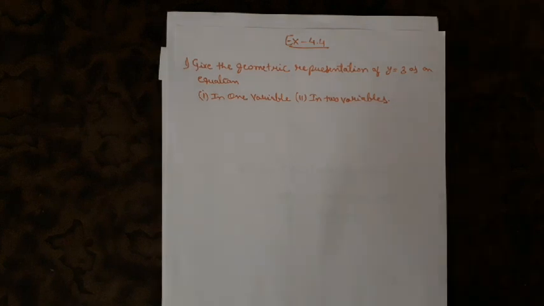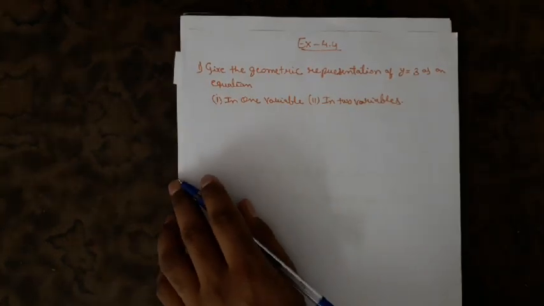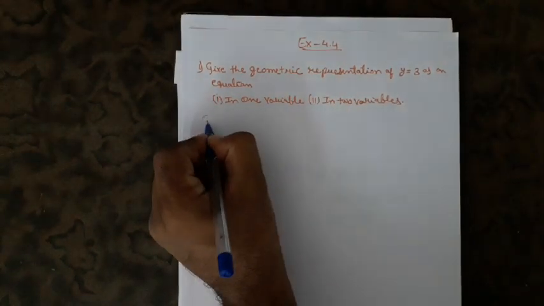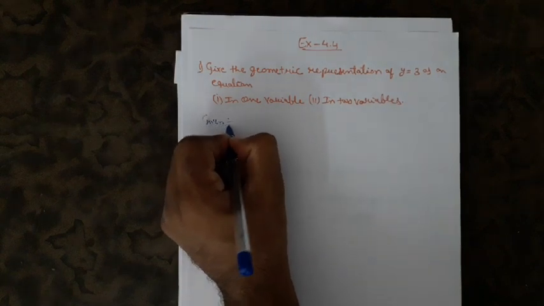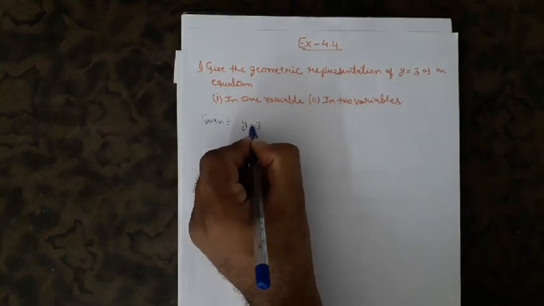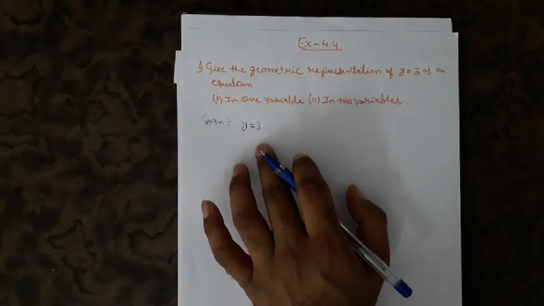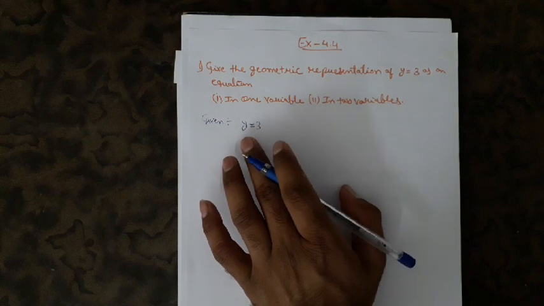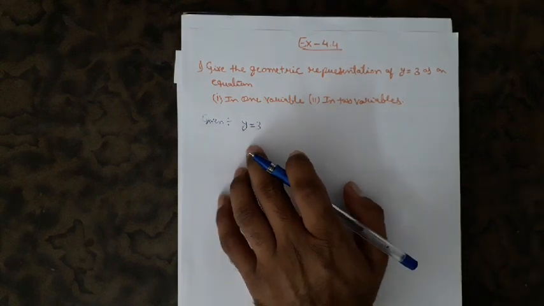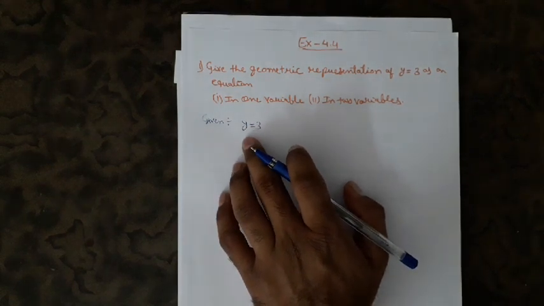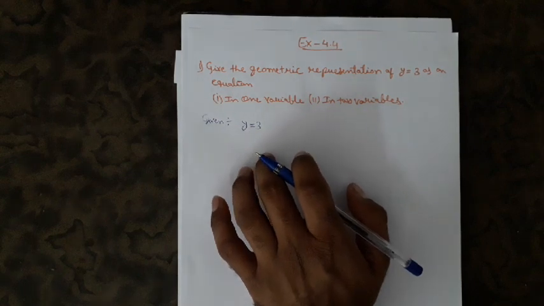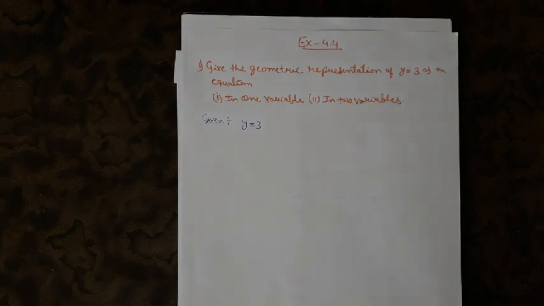For this geometric representation, we have the given equation y = 3. It is already a linear equation in one variable. So for its geometric representation, you know how we make the number line. The same method we have to use that we used in earlier classes.